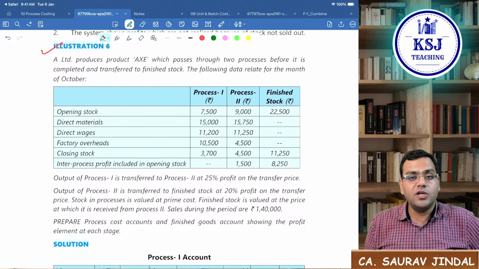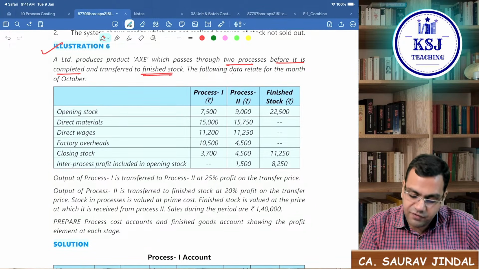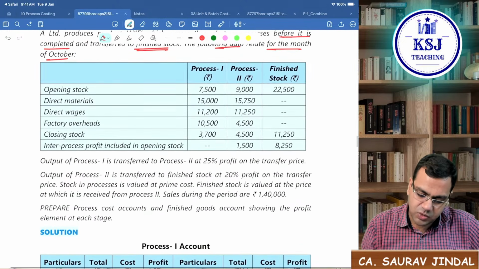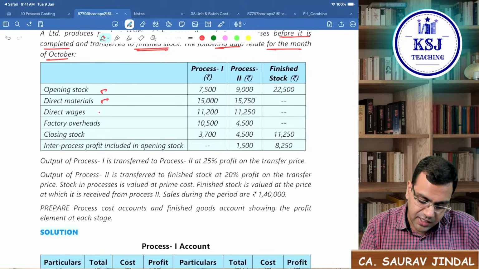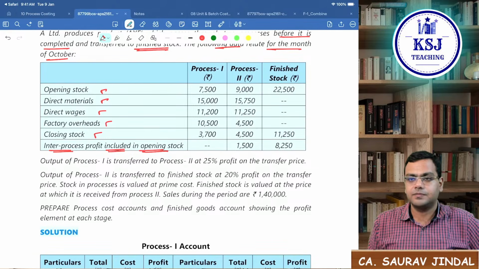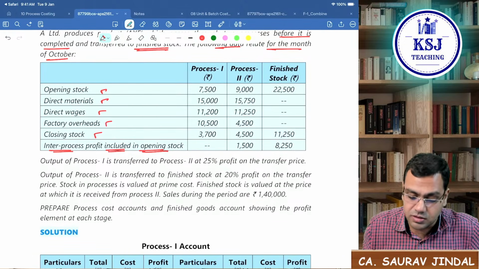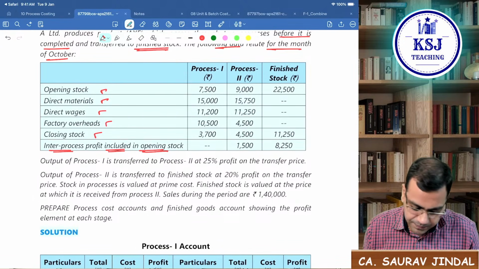A Limited produces product AXE which passes through two processes before it is completed and transferred to finished stock. The following data relate for the month of October. So process 1, process 2 and finished stock, three things are given. Opening stock is given, direct material, direct wages, factory overheads, closing stock, and the inter-process profit included in the opening stock. In the process 1 it will not be there obviously because process 1 is the first process.